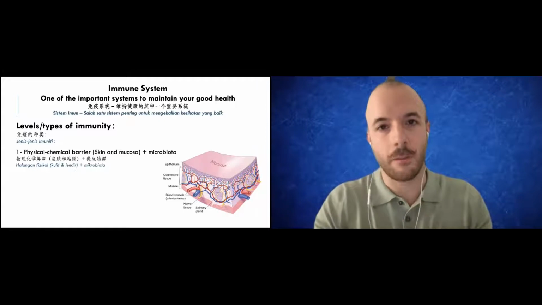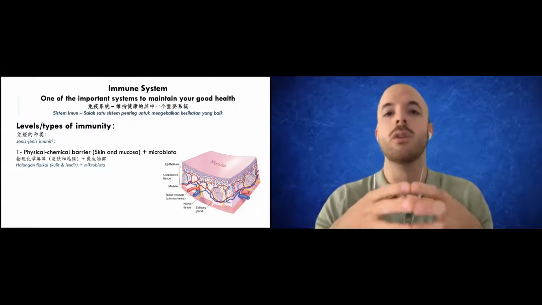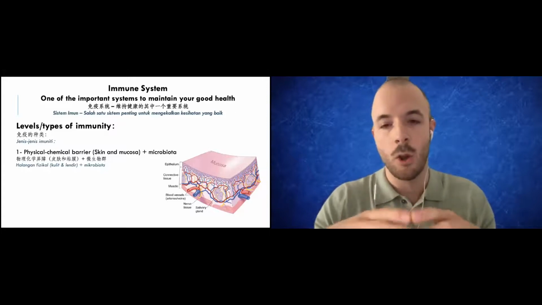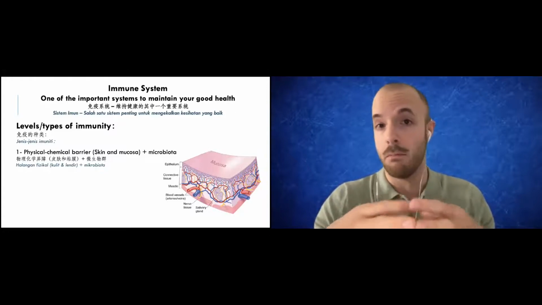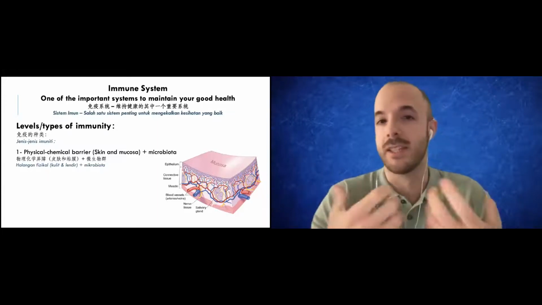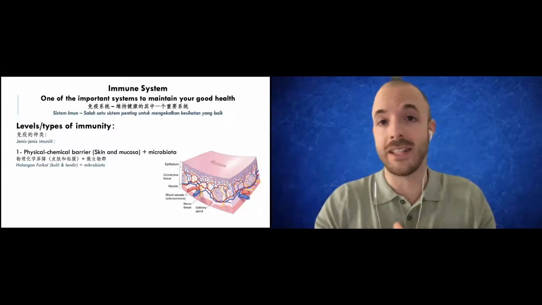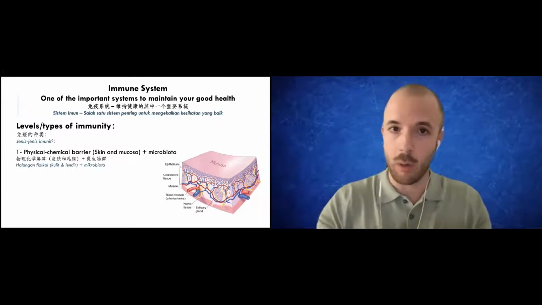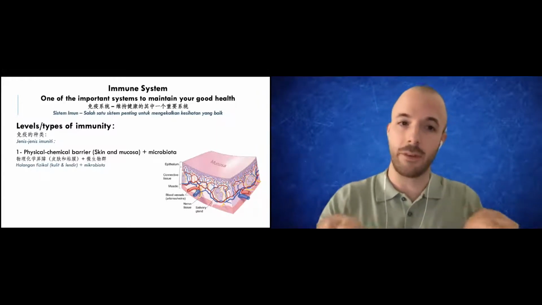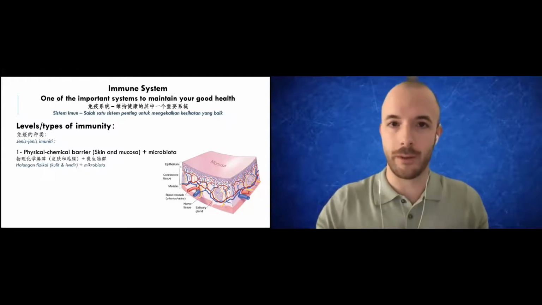But we said that it's a physical barrier, but also a chemical barrier, because in our mucosas and in our skin, we have also some molecules like lysozymes that have a bactericidal activity, or that can have antiviral or antifungal activity. So let's say that our first level of immunity is just this physical and chemical barrier.